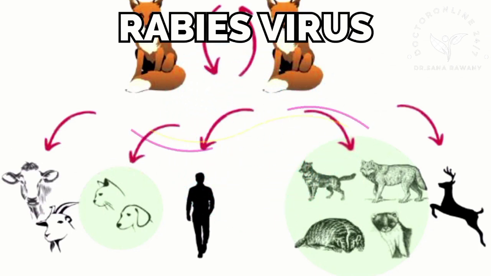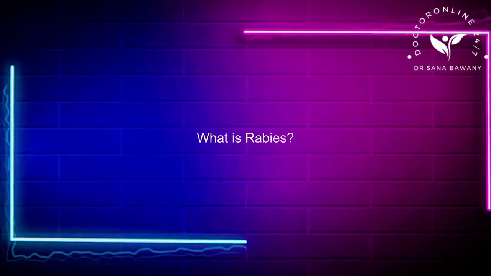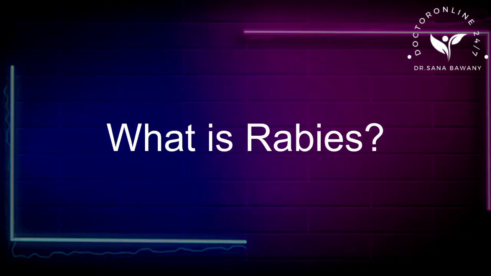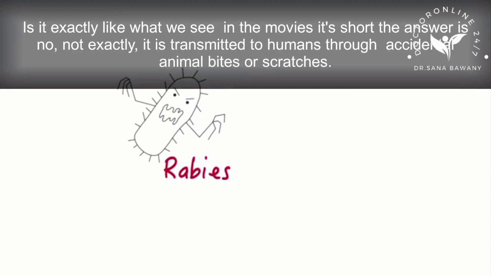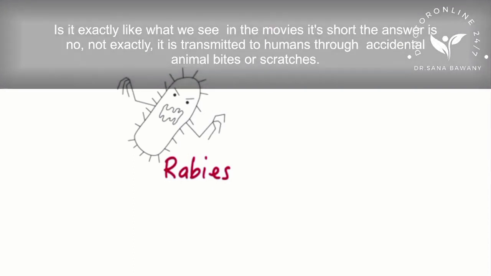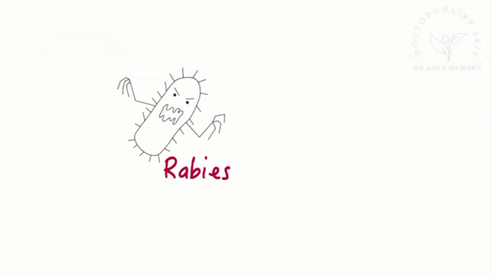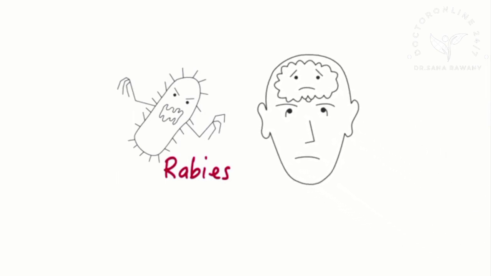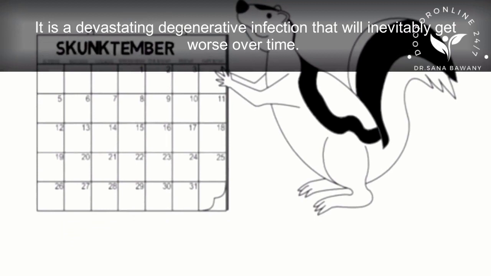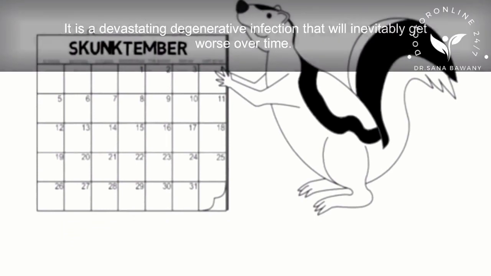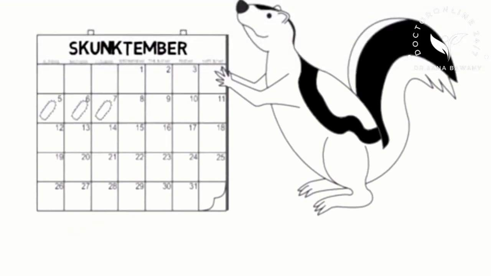Today I'm going to tell you about rabies virus. What is rabies? Is it exactly like what we see in the movies? In short, the answer is no, not exactly. It is transmitted to humans through accidental animal bites or scratches. It is a devastating degenerative infection that will inevitably get worse over time.